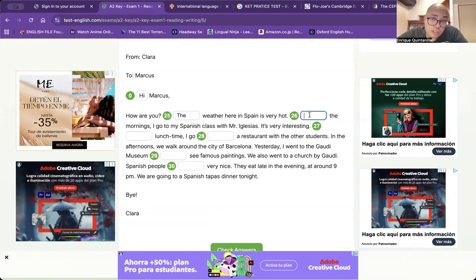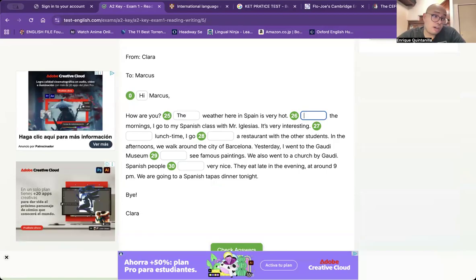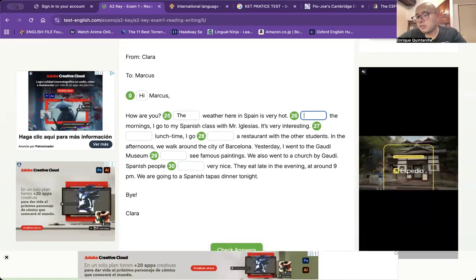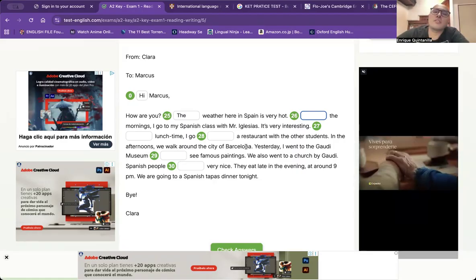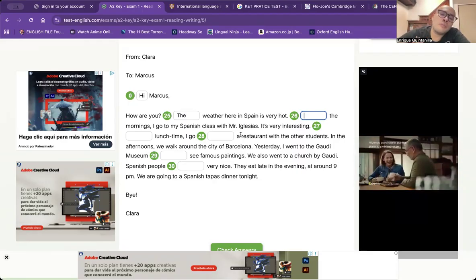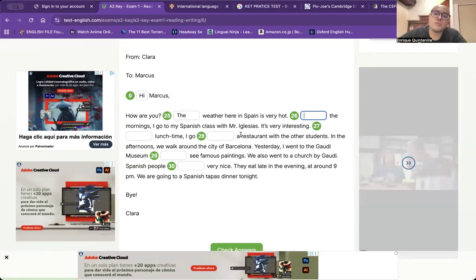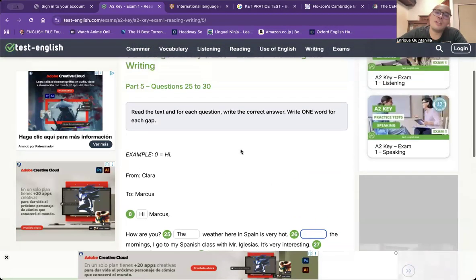But it's not always going to be an article. It can be the verb to be: is, are, have, has. It can be another verb, for example, will, going to, whatever. So it depends on the context. You have to be careful about that. The same as the previous exercise, you have to read before and after the gap in order to get the idea of what might be missing.